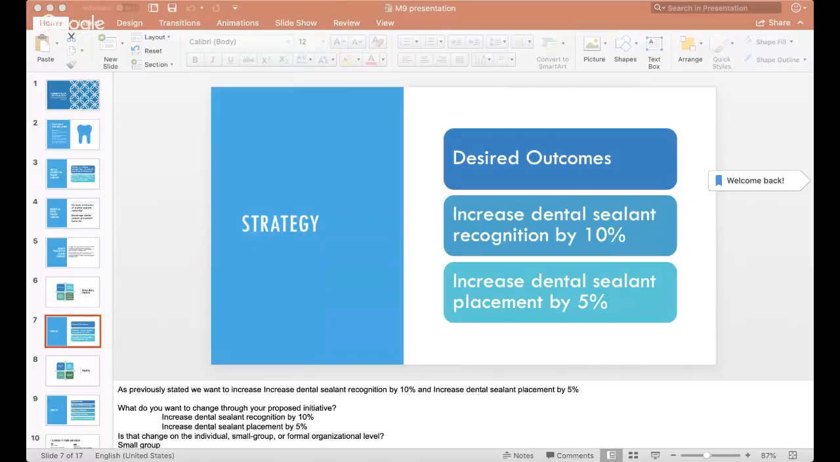So another aspect of the strategy is desired outcome. What do we desire to happen during the strategy? We want, of the dental sealant strategy, to increase dental sealant recognition by 10%. This means by understanding, recognizing, and being more aware of dental sealants and the benefits of it, and increasing that by 10%, as well as increasing dental sealant placement. So one is adjusting the mindset and the behavior, and one is actually bringing about change through the behavior, and that's a 5% increase.